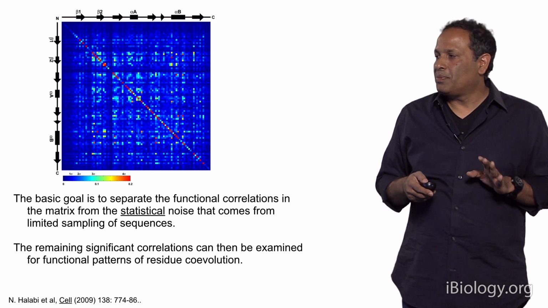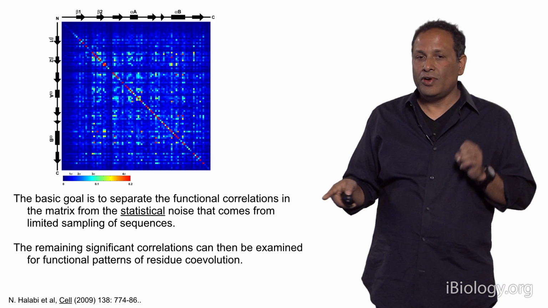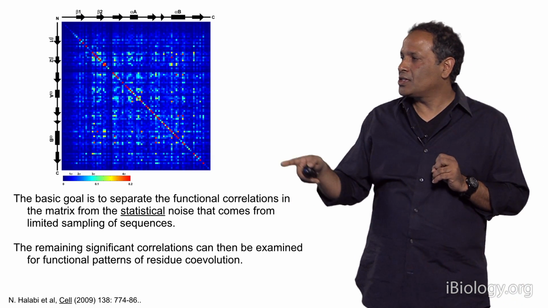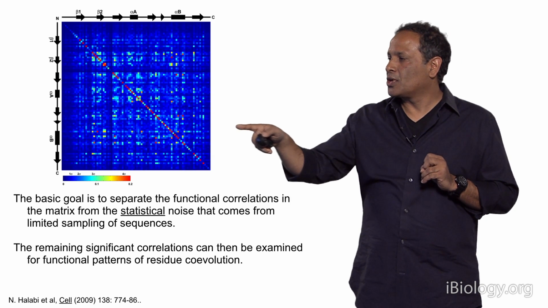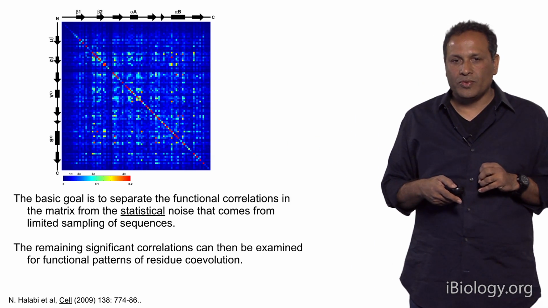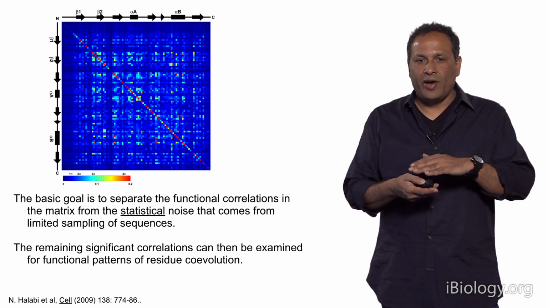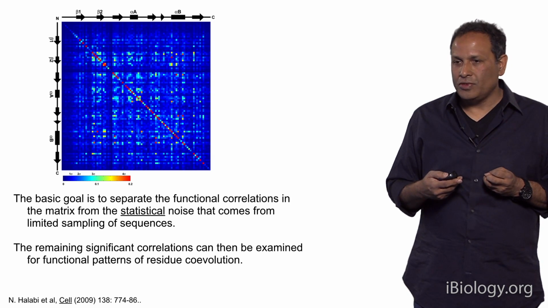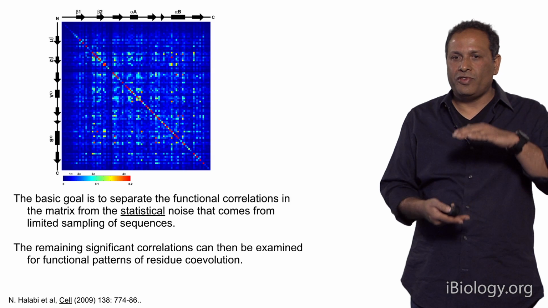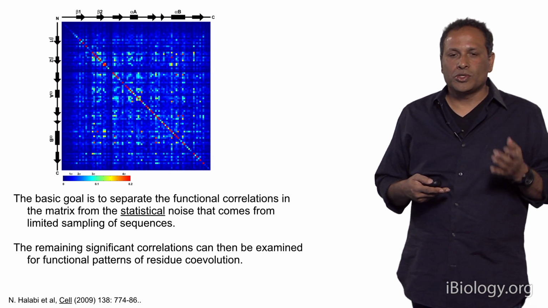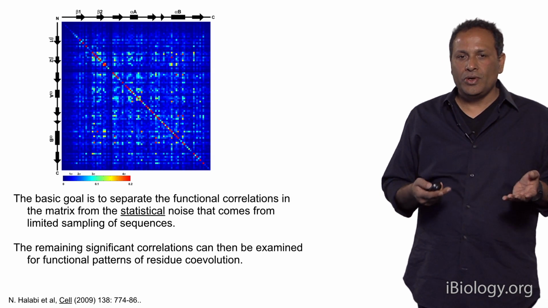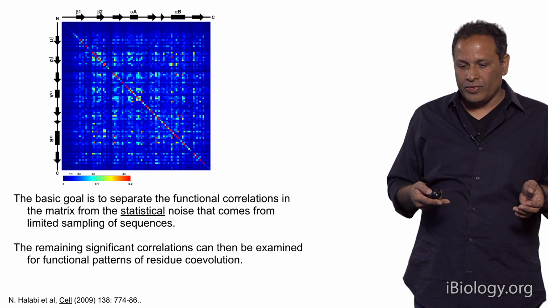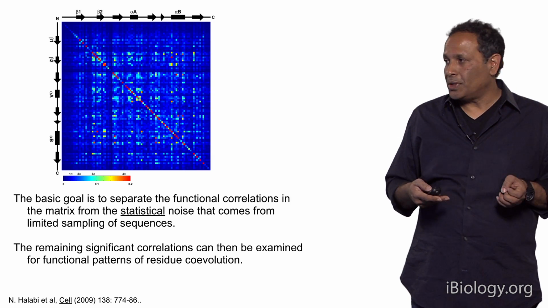The first goal, the most basic goal, is to separate the functional correlations, the ones that you're really interested in, away from all the statistical noise that contributes to the correlations in this matrix. Let me explain where that comes from. After all, we only have a finite sampling of sequences. We maybe have 1,000 examples of a protein family. Whenever you have finite sampling of sequences, you expect some accidental or spurious correlations to just result from the finite sampling of members in your ensemble.